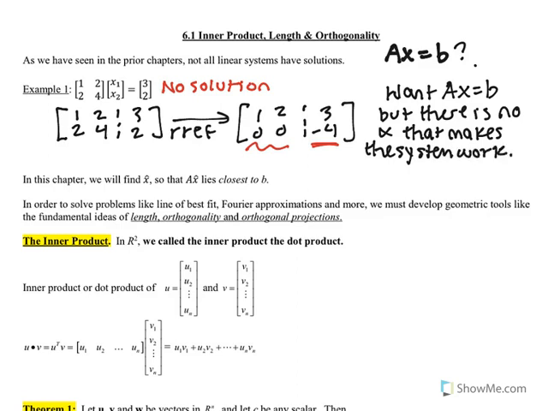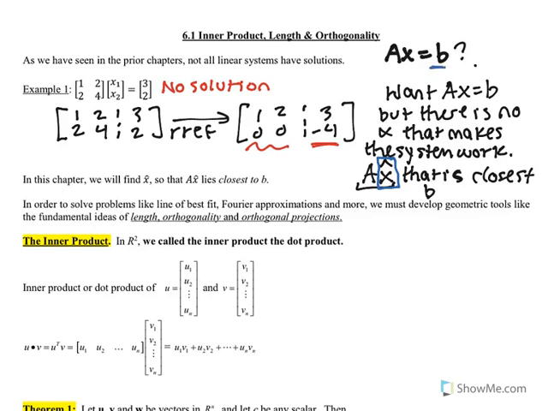Okay, so we are going to find then an A times some other vector that is closest, an A times x that is closest to b. So our whole goal for this chapter is going to be, how do we determine what this vector x hat should be so that when I multiply it by A, we get something that is close enough to our intended goal, which was b.